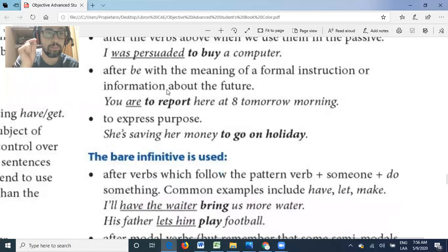Also, to express purpose. For example, she's saving her money to go on a holiday. So, what's the purpose of saving money? Well, to go on a holiday. So, again, to express purpose about something.